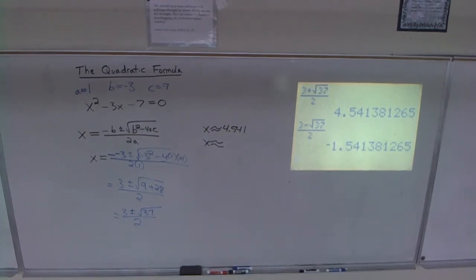Now, if you have an older calculator like a TI-83 or something like that, here's how you do it. Fractions need parentheses, so you have to go parenthesis, 3 plus square root of 37, end parenthesis, and divide by 2. I don't need to put parentheses on the bottom because 2 is the only thing down there. If there was anything other than 2 down there and I wanted the calculator to read that as the bottom, I'd have to put parentheses around it too. Okay? And there you go, same answer.